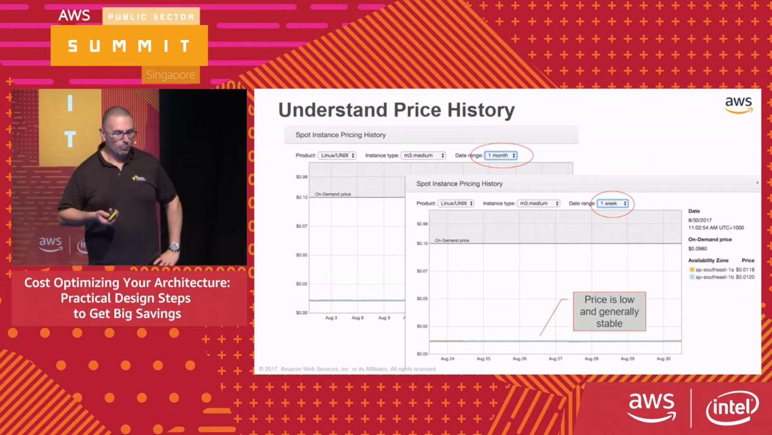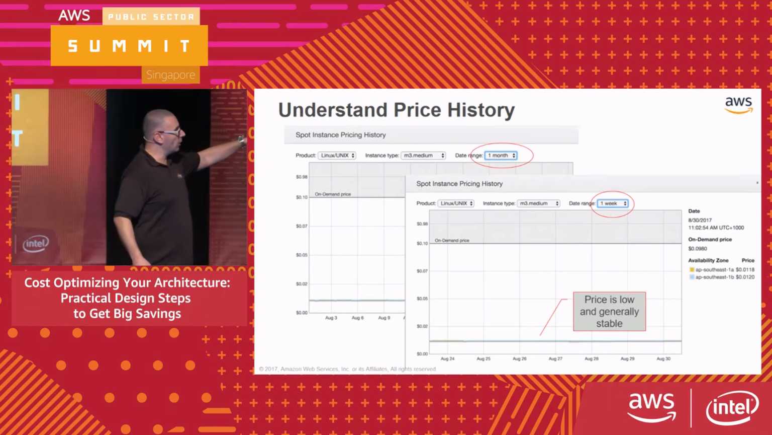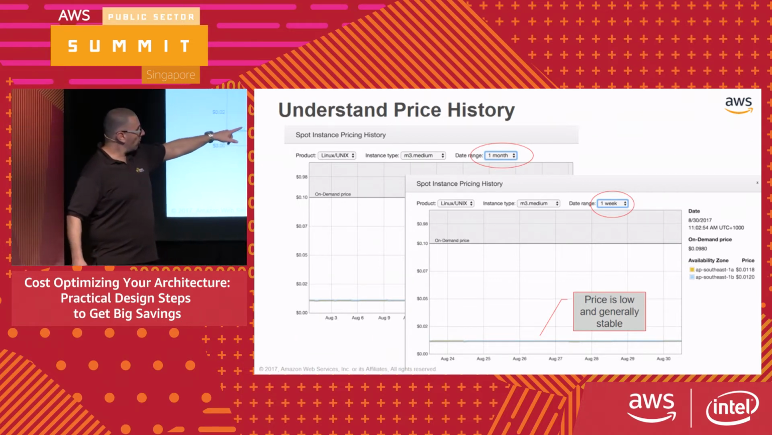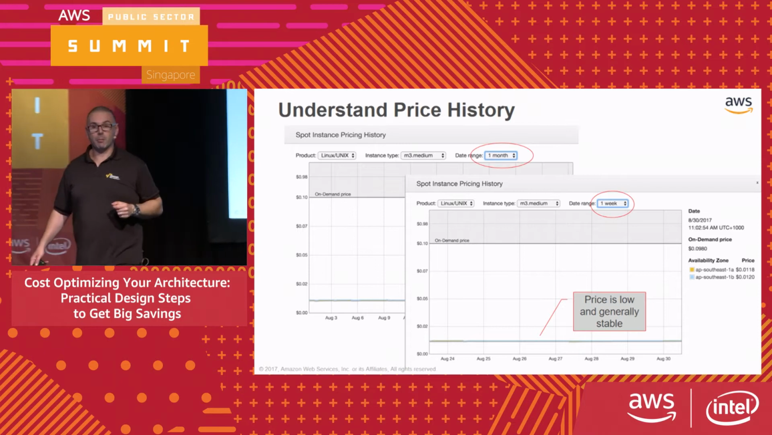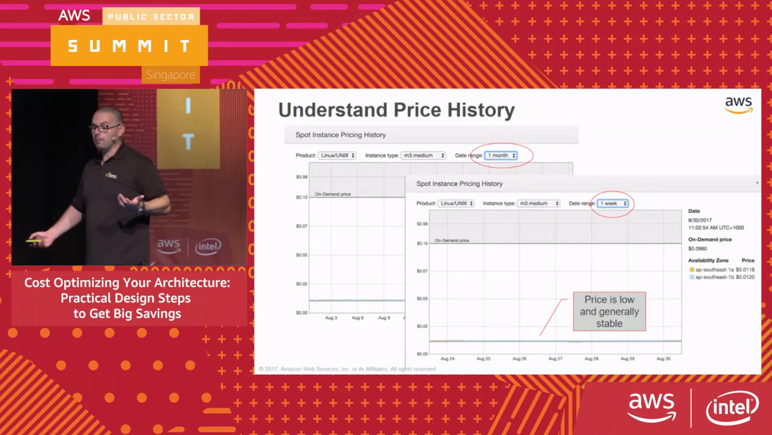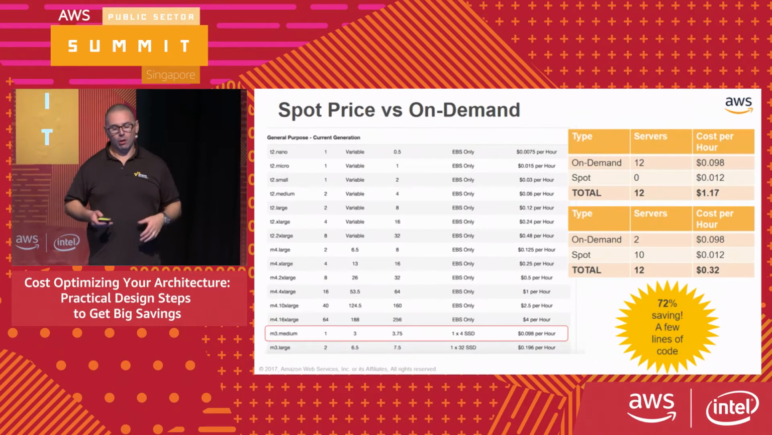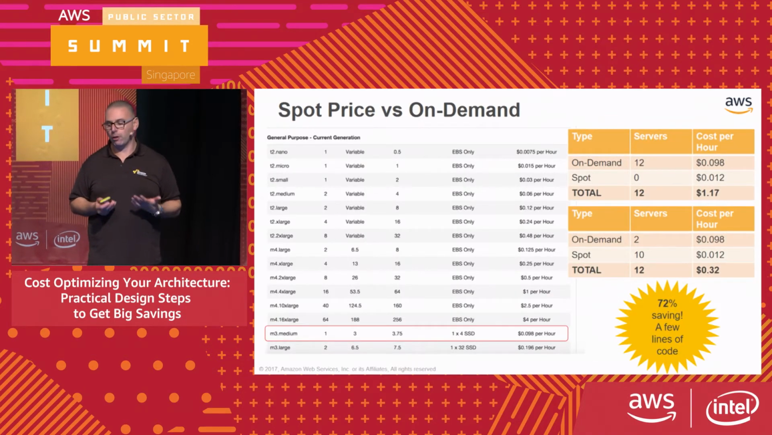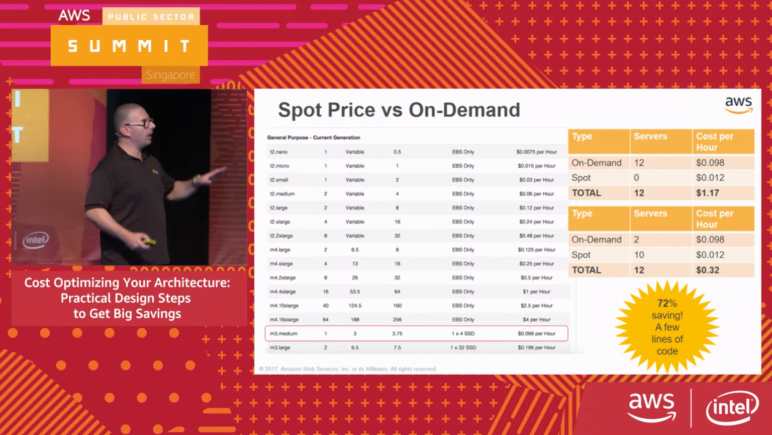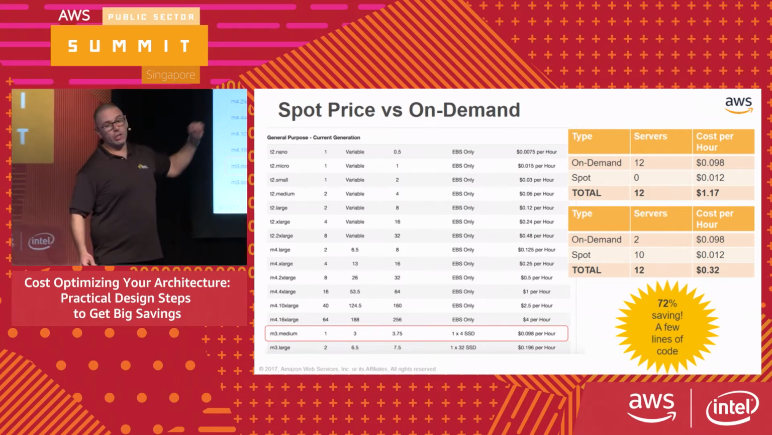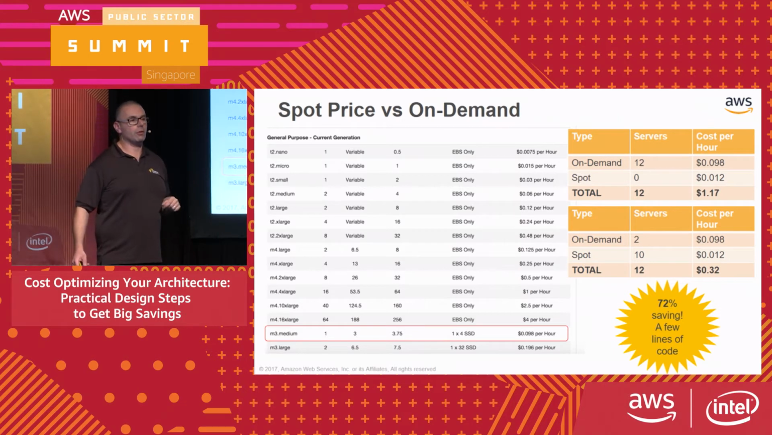And when compared to the on-demand price, you can see there the on-demand price is about just over 9 cents, and the spot price is bouncing around just over the 1 cent mark. Sounds cheaper to me. So what can we do with that? Well, let's use a model where we've got 12 instances that we're trying to build for our cluster. In the on-demand model, remember we talked about the hourly cost? $1.17 per hour to run those 12 servers.